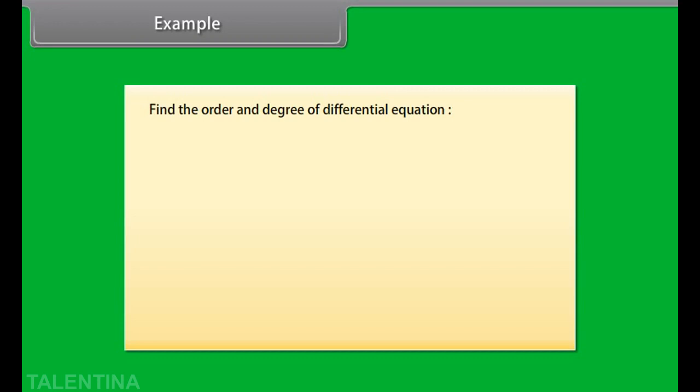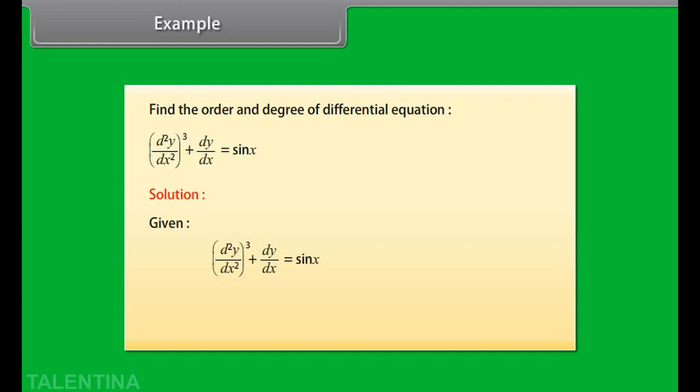Example. Find the order and degree of differential equation (d2y by dx square) whole power 3 plus dy by dx equals sine x. Solution. Given (d2y by dx square) whole power 3 plus dy by dx equals sine x. Order 2. Degree 3.